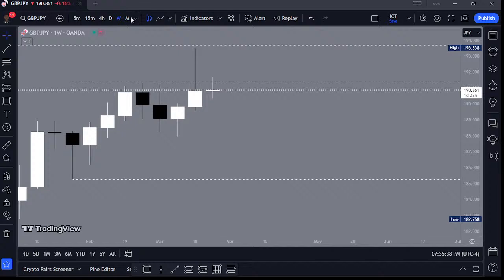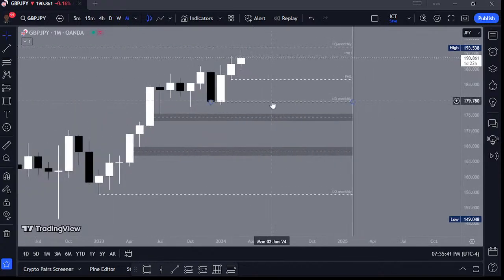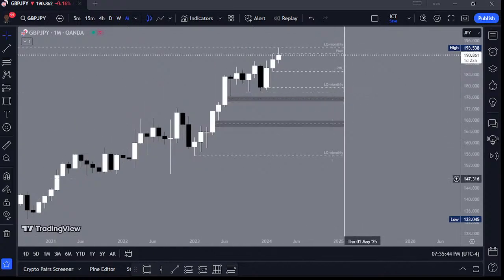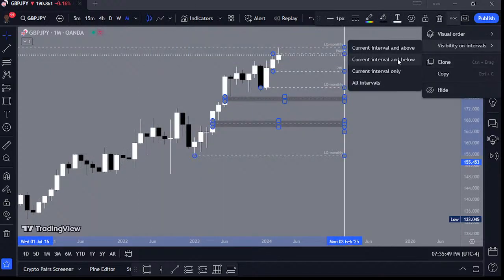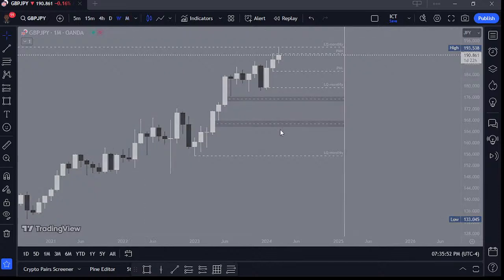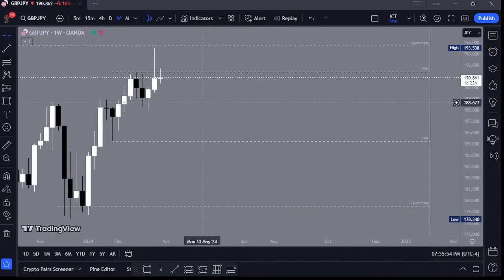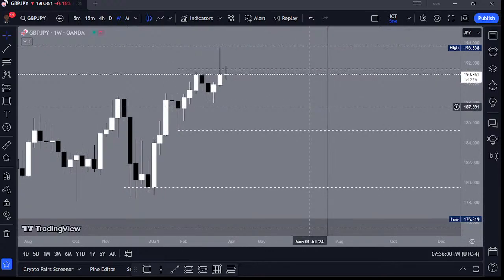Let's dive into the week. Before we dive into the week, I need to make sure the current interval and below is set. Let's go to the weekly chart. As always, we are looking for our swing points, areas of liquidity. Also, we are looking for swept and unswept liquidity. Thereafter, we'll be looking for PDAs such as fair value gaps.